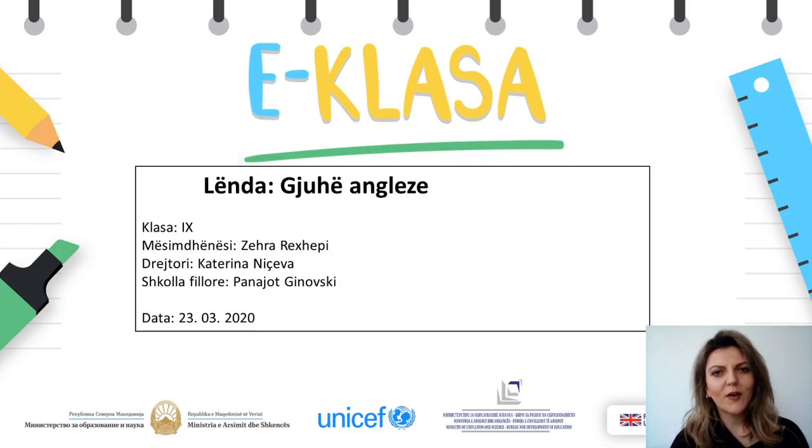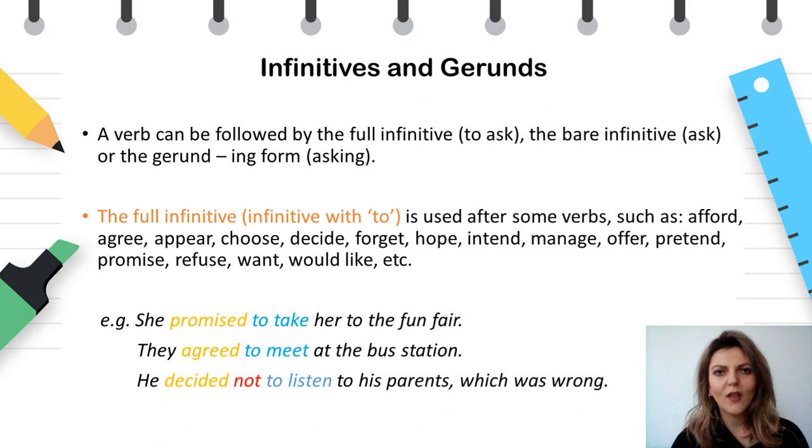Today, I have prepared the video lesson for you guys, and I hope you will enjoy it and find it useful. We will talk about the forms of the verbs, that is, the infinitives and the gerunds. We know that in English, a verb can be followed by the full infinitive, for example, to ask, the bare infinitive, ask, or the gerund, or the ing form, asking.